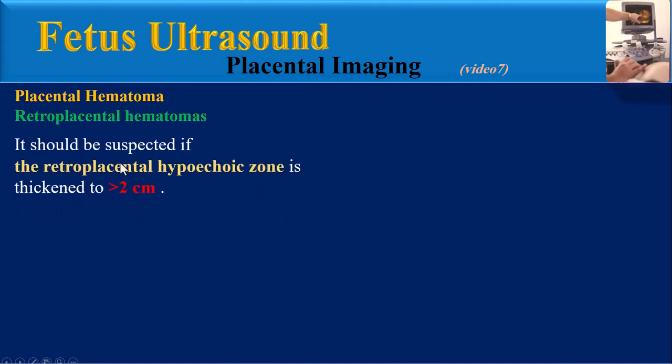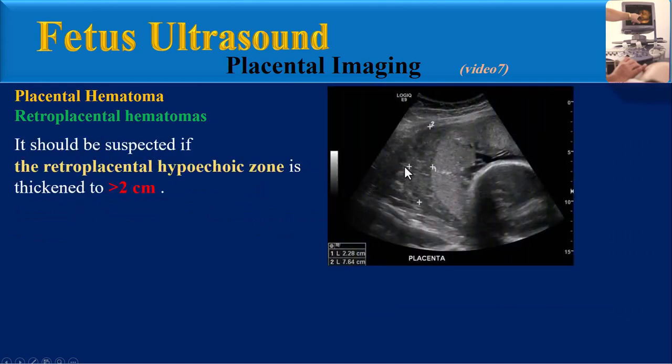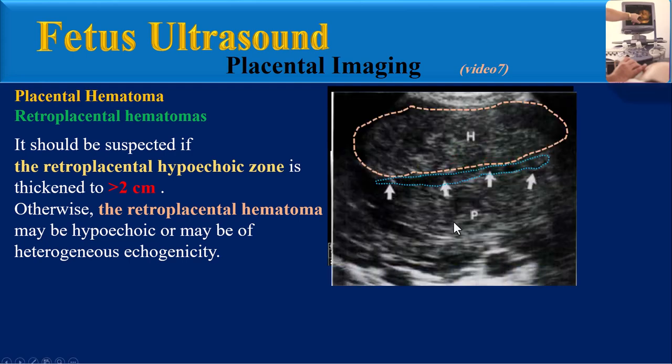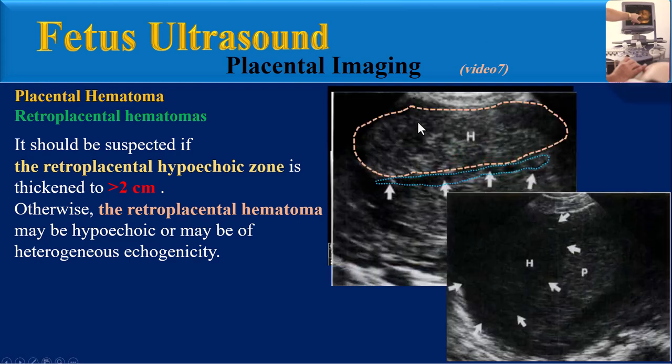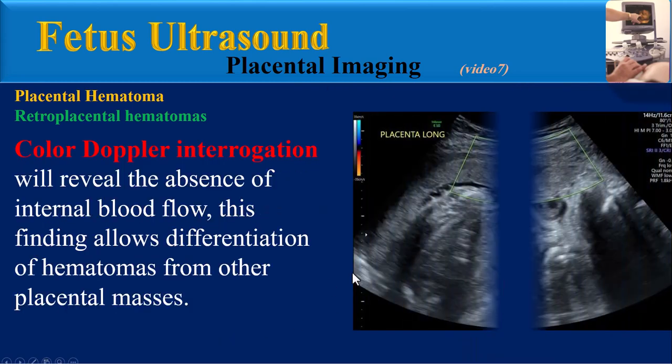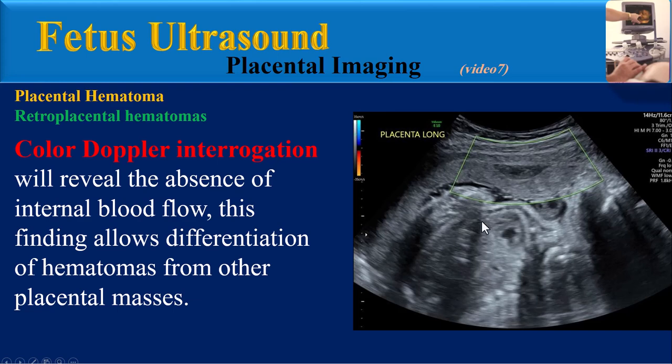Retroplacental hematoma should be suspected if the retroplacental hypoechoic zone is thickened more than 2 cm. Otherwise, the retroplacental hematoma may be hypoechoic or of heterogeneous echogenicity. This image from the same patient 1 week later shows a resolving hematoma contained posterior to the placenta. Color Doppler study will reveal the absence of internal blood flow. This finding allows differentiation of hematoma from other placental masses.